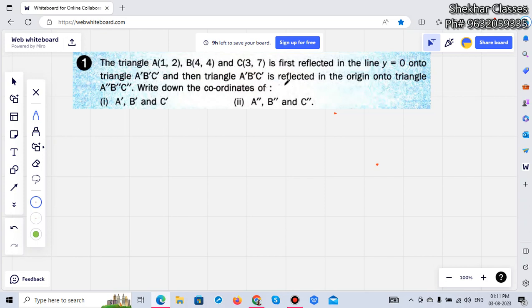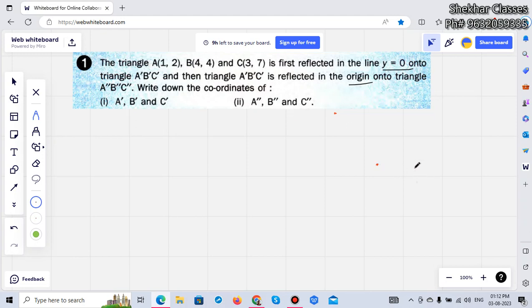Then the triangle A dash B dash C dash is reflected in the origin into a triangle that is A double dash B double dash C double dash. When I say double dash, it means the second reflection is happening, and this time it is happening through the origin. First it was with y is equal to 0, that is the x-axis. Now it is with the origin. Write down the coordinates of A dash B dash C dash and A double dash B double dash C double dash.